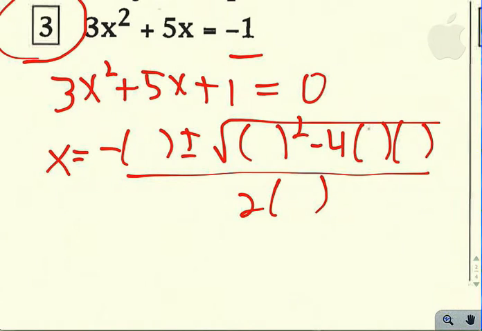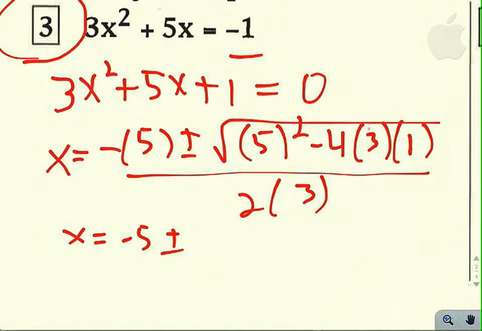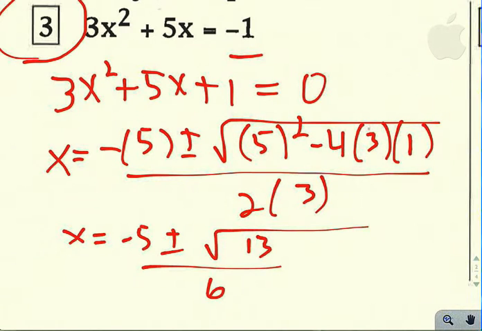Okay, now let's fill in. This is going to be 5. A is 3. And C is 1. So x would equal minus 5 plus or minus the square root of 25 minus 12, which is 13, all over 6.